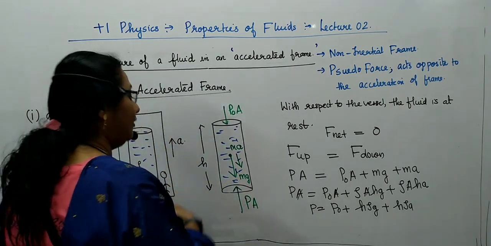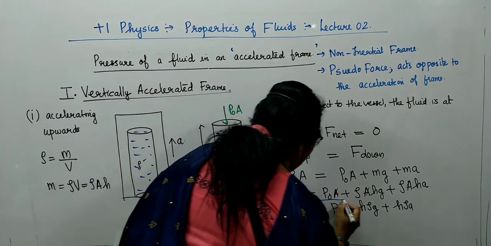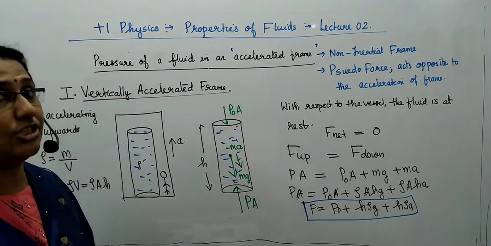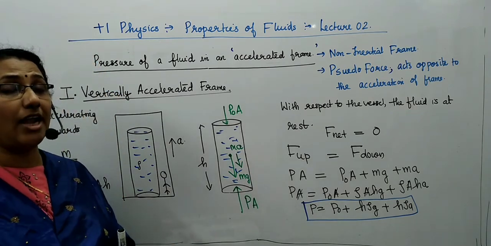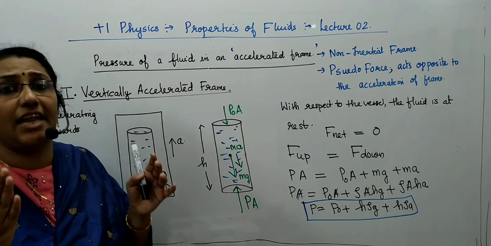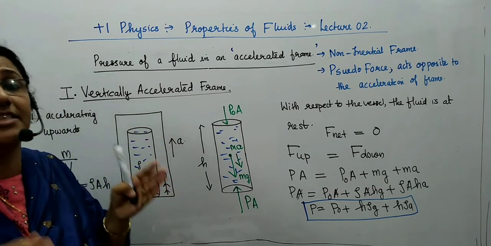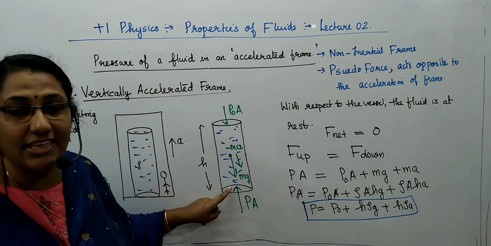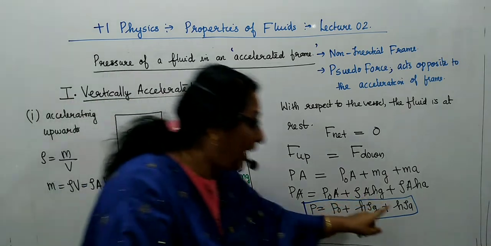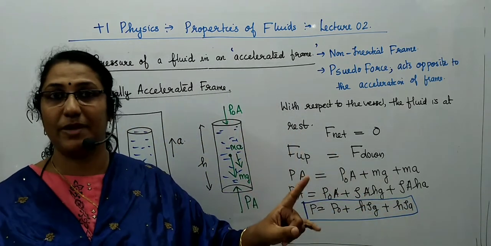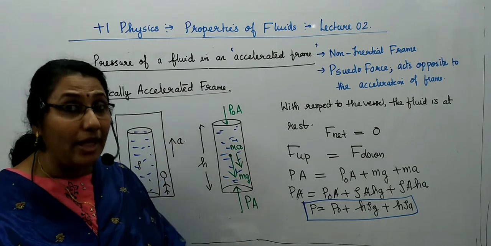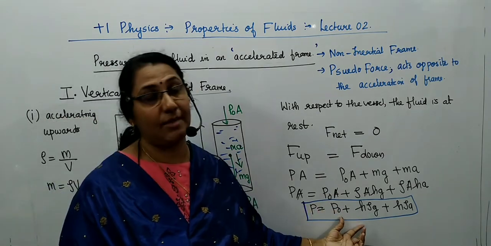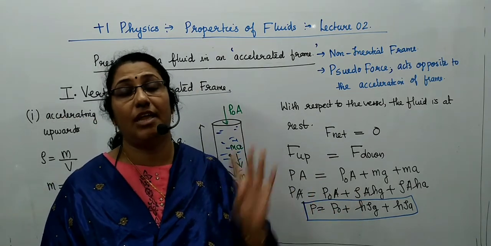But when the lift is accelerating upward, the lower end has a pressure which is equal to P0 plus H rho g plus H rho a. So what happens when the lift, or the vessel which contains the liquid, accelerates upward? The pressure on the lower end increases by H rho a with respect to the pressure on the lower end when the fluid containing vessel is at rest. If the vessel is at rest, what is the pressure on the lower end? P0 plus H rho g.